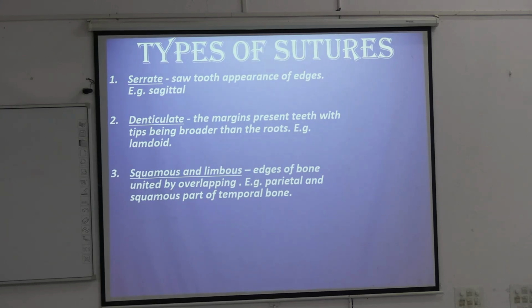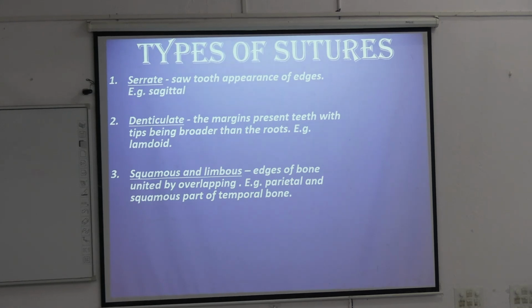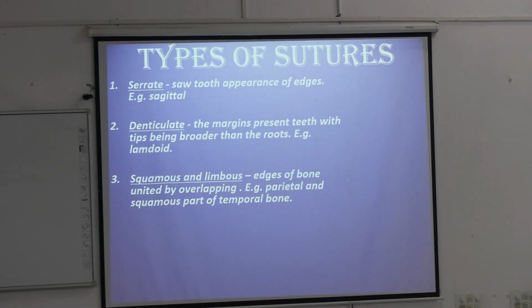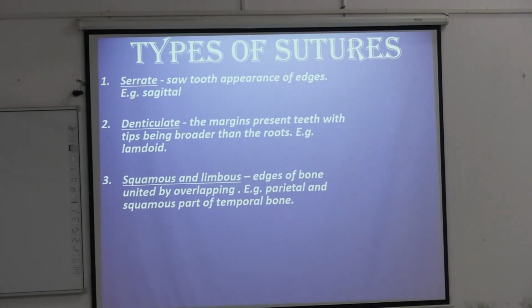Squamous and limbous: edges of the bone united by overlapping. Example, parietal and squamous part of the temporal bone. In the skull, you see that the temporal bone overlaps the parietal bone. That is the suture. It overlaps because the temporal bone has the inner ear, the stapes, malleus and incus, that is protected in the petrous part of the temporal bone.